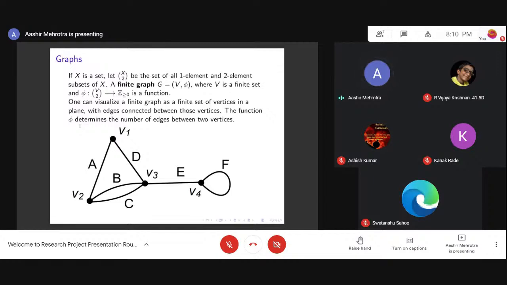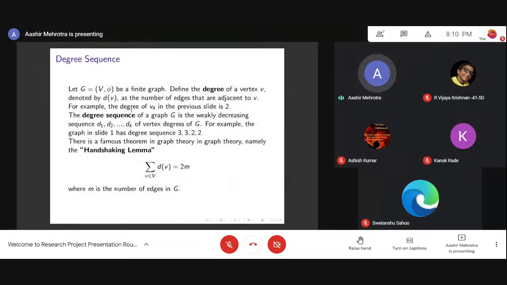So if phi of a two element subset is 2, then there will be two edges between those two points, like that. Okay. So let G equal (V, phi) be a finite graph. We define the degree of a vertex v, denoted by d(v). A vertex is basically an element of capital V.